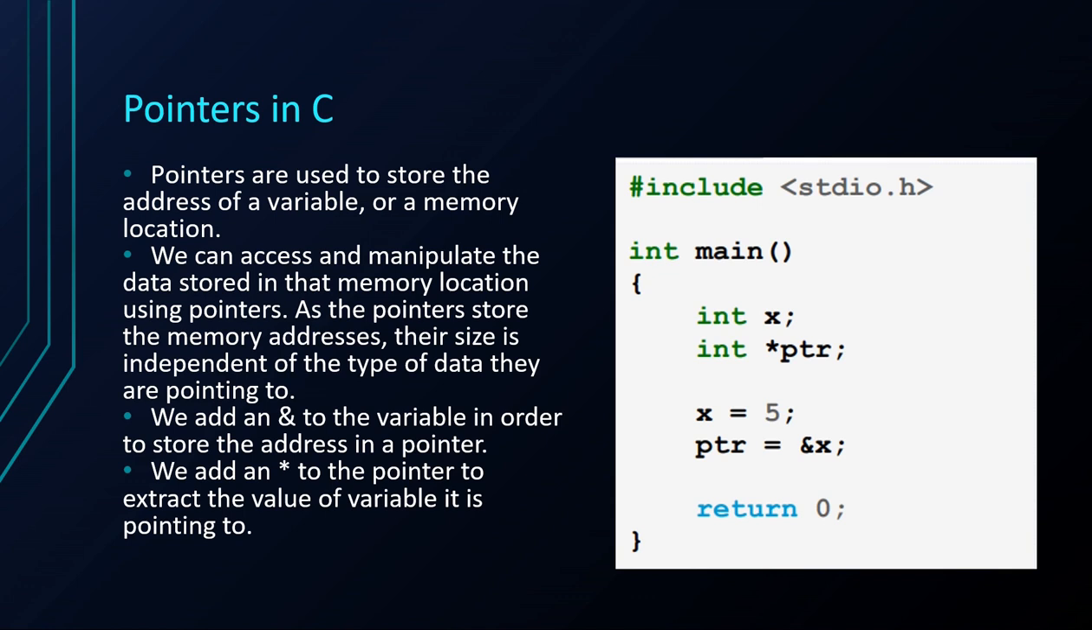We can add an ampersand sign to the variable in order to store the address in a pointer, and we can add an asterisk to the pointer to extract the value of the variable it is pointing to.